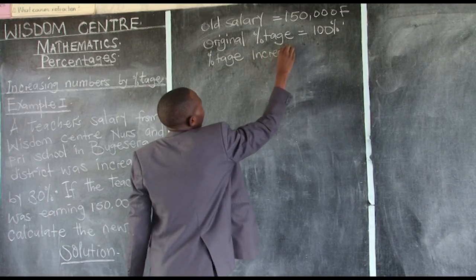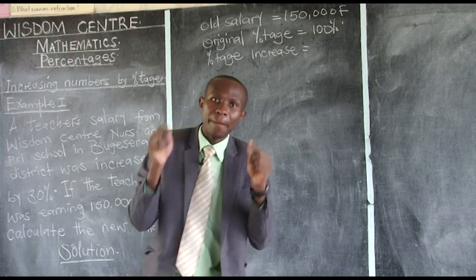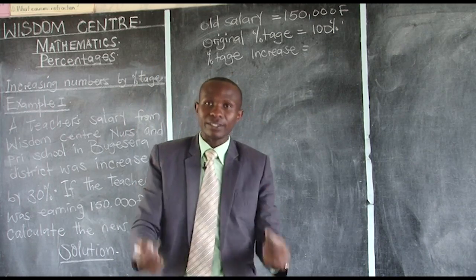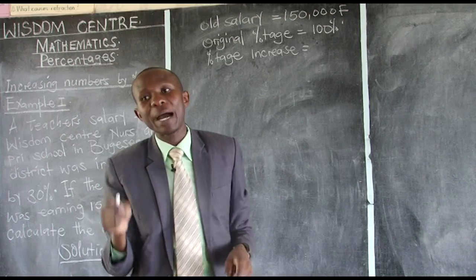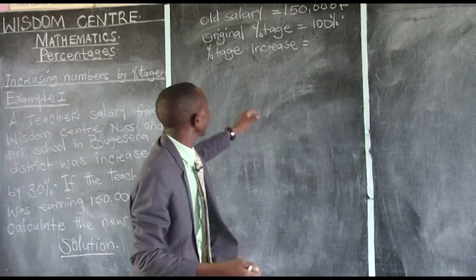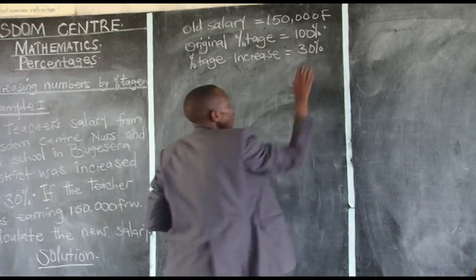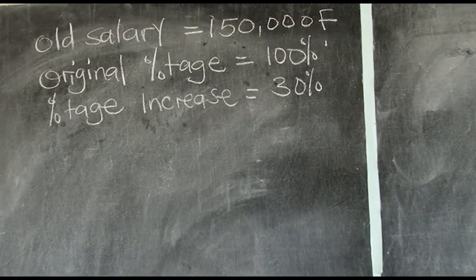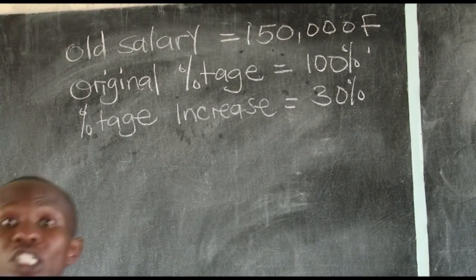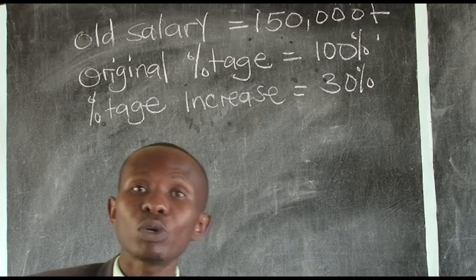Percentage increase. What do I mean by percentage increase? I mean the percentage which was given, and they are telling us that this teacher's salary was increased by that percentage. So I'm getting that 30%, which made an increment, is what I'm calling percentage increase, which is equal to 30%. We are first of all identifying everything. After identifying, we start working out the numbers, because you cannot work out what you have not written. You have to first identify.